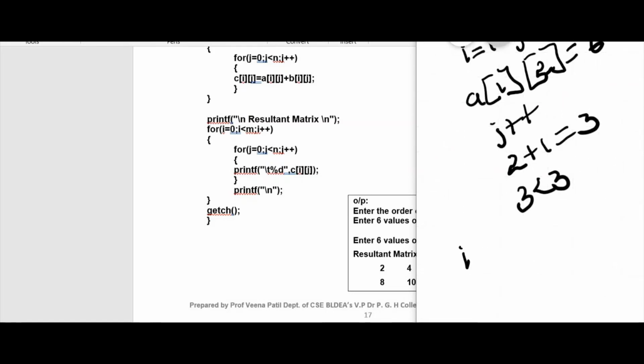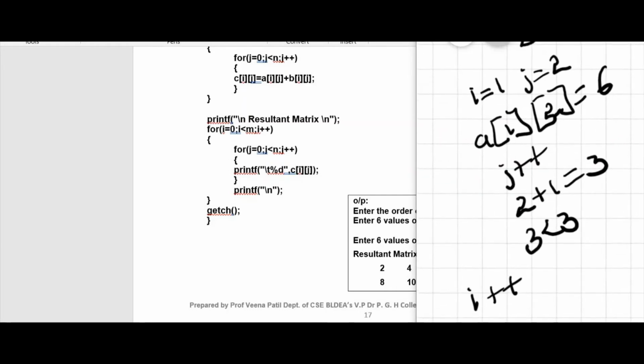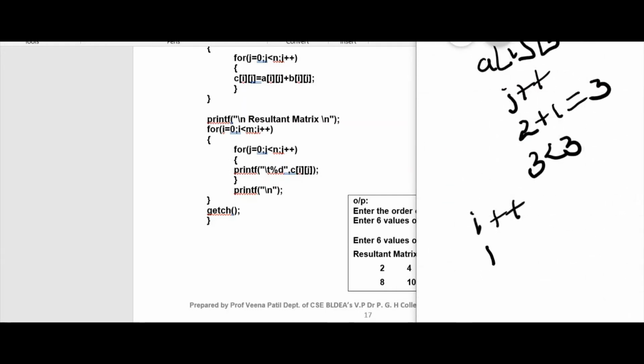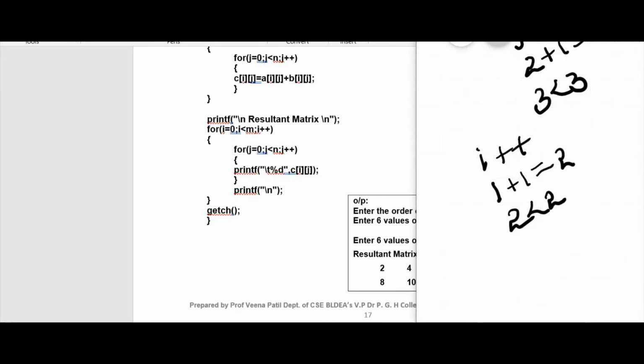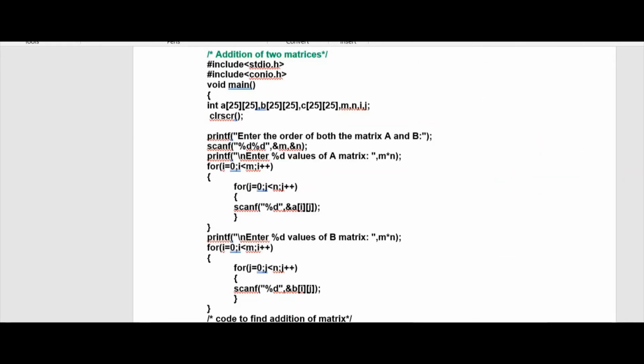Now the I value will get incremented. The I value was 1, so 1 plus 1, it becomes 2. Is 2 less than 2 checked? No, it is not true. So it will also come out of the loop.